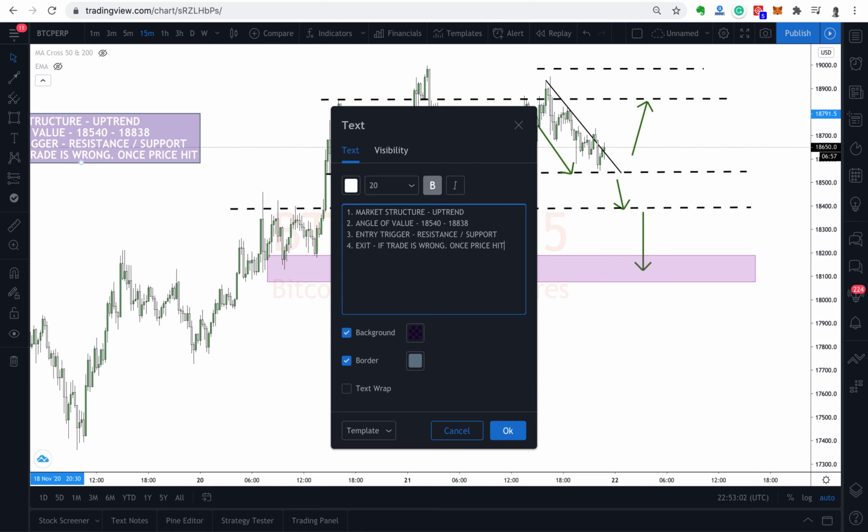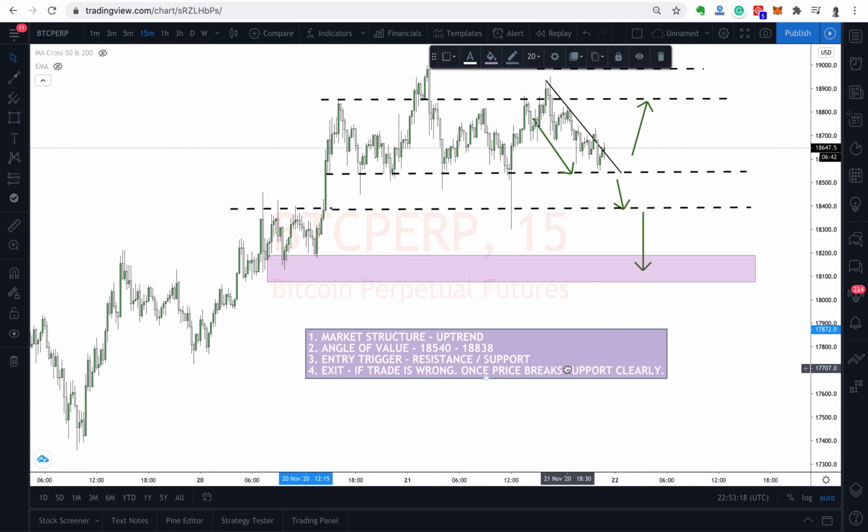Once price breaks support clearly, that means BTC is just going to go down again until it comes back up. So this can help me with my trade setup.